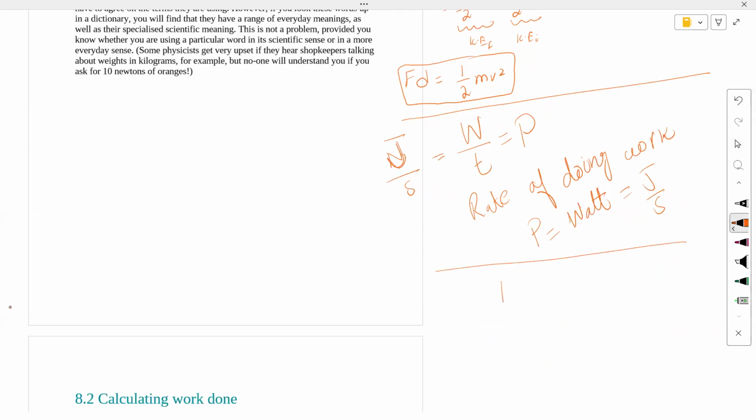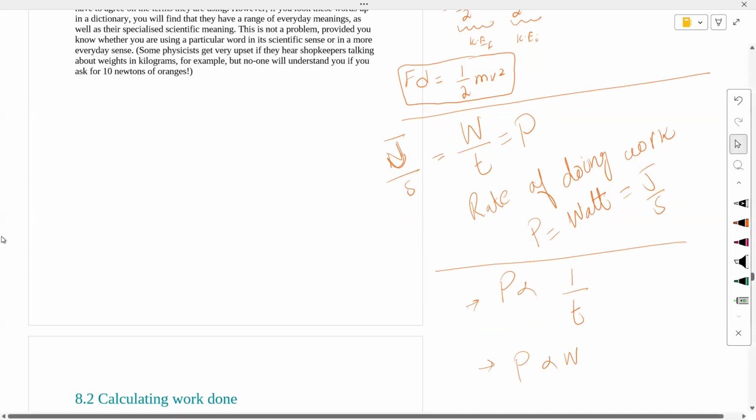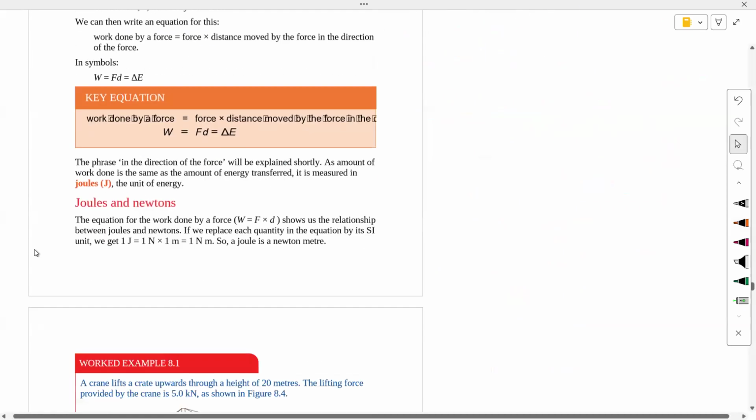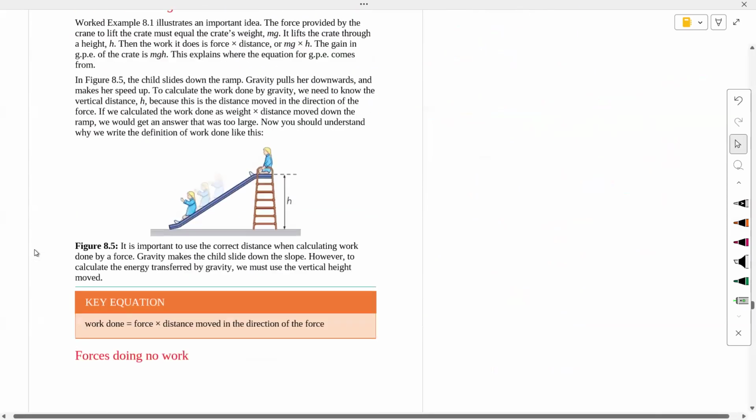As you could see, power has an inverse relationship with time and a direct relationship with the work done. So we could use that to our benefit, and for the theory purposes.